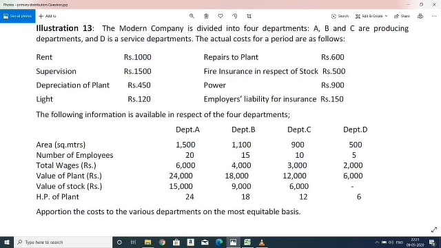Its basis of apportionment is value of plant. Then fire insurance in respect of stock. Its basis of apportionment is value of stock. Then employer's liability in respect of insurance. Its basis of apportionment is number of employees.